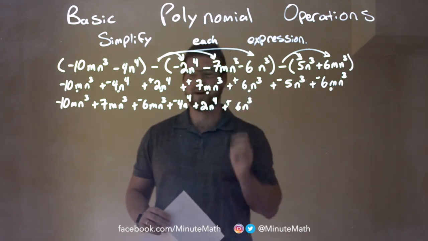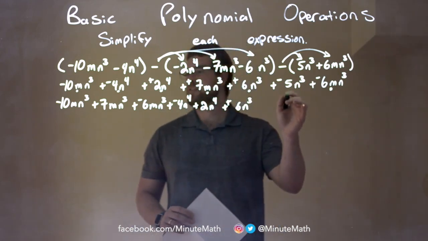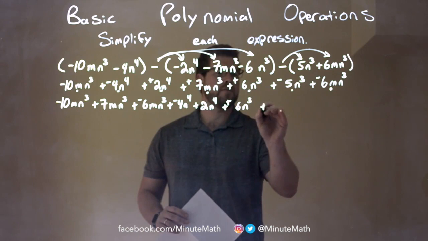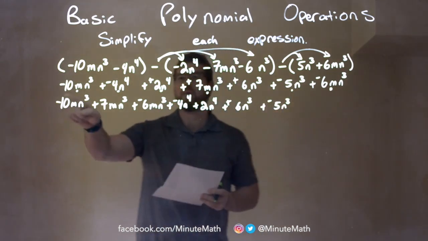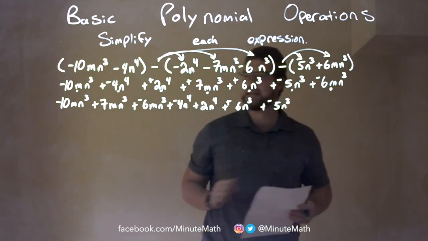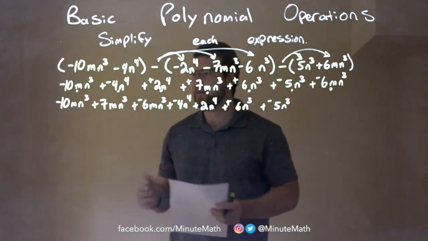And you don't need to keep writing plus a positive. I don't really need to do that, but I did. Then the last one I see here is bringing down plus a negative 5n to the third. Now it's always good to double check we brought everything down, which we did. Okay, great. So now we're going to combine our like terms to simplify at the end.